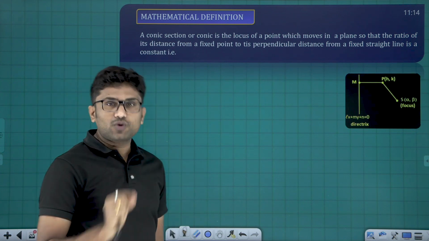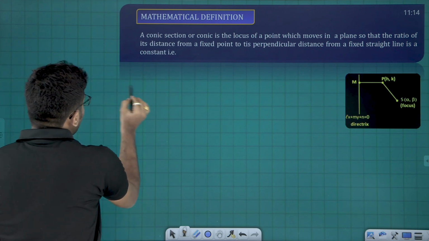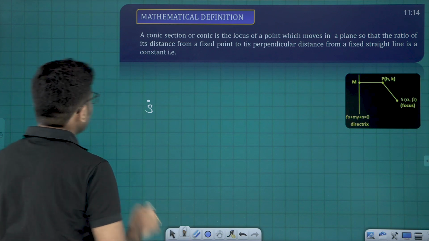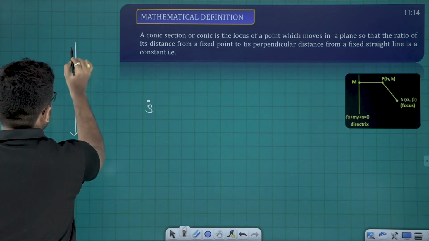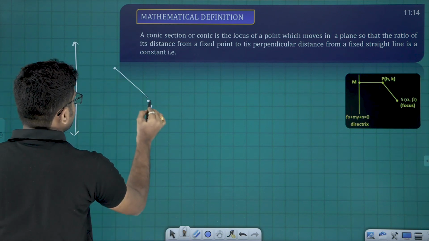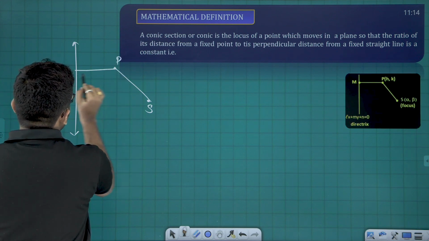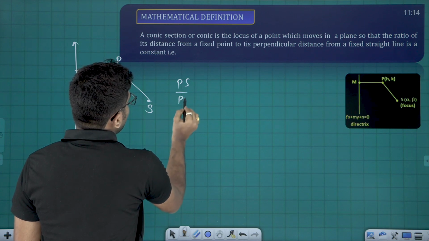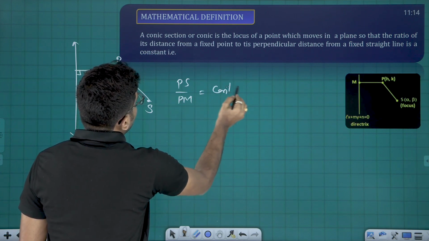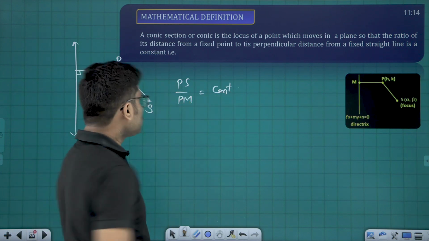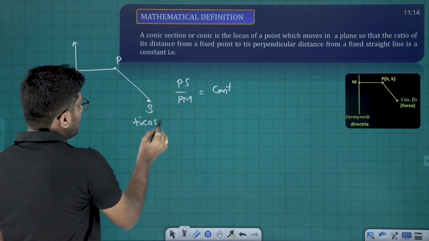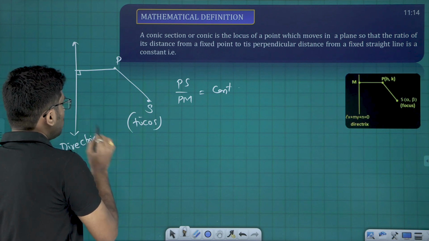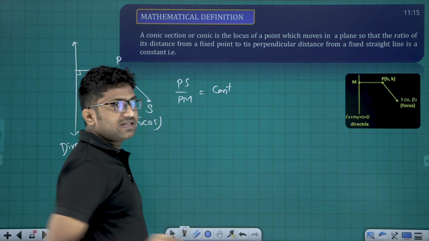Now the general definition of conic is defined as the locus of a point which is moving in the plane such that the ratio of its distances from a fixed point to a fixed line is always a constant. That is, if PS by PM is equal to constant, then the locus of P is a conic. This fixed point is called focus and the fixed line is called directrix.